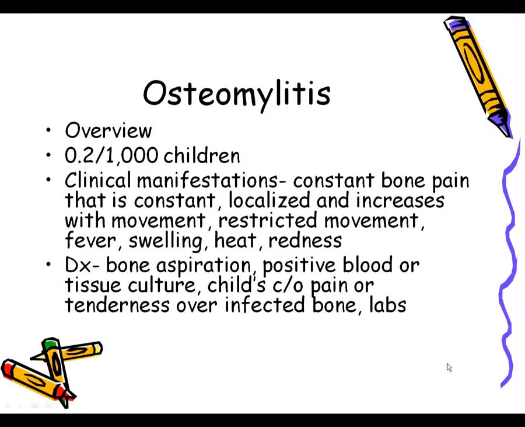Okay, I just wanted to look at osteomyelitis again, and the clinical manifestations again: constant bone pain, localized and increases with movement, so you want to restrict that movement. It's also fever, swelling, heat, and redness. And so you have that antibiotic therapy, which is going to be after you get your blood cultures, and then begin the antibiotics. IV, then PO. You're going to splint that limb. You do want to keep that limb restricted in movement, and surgery also.